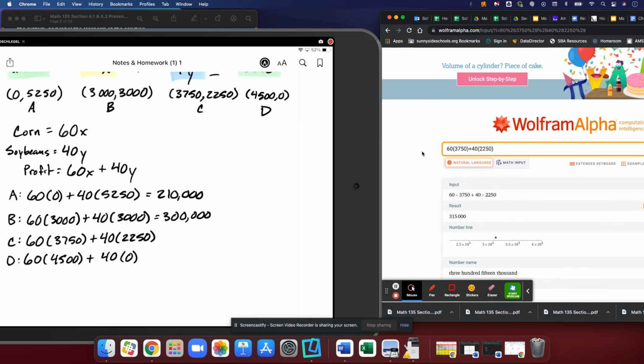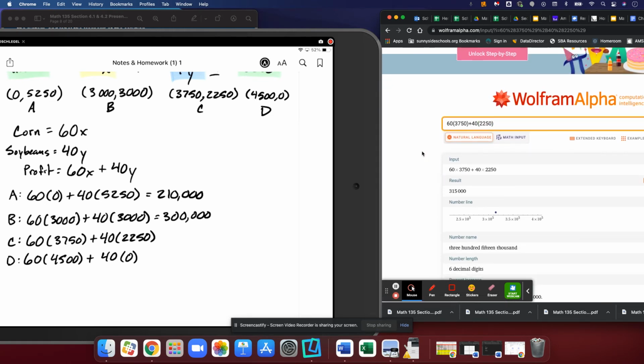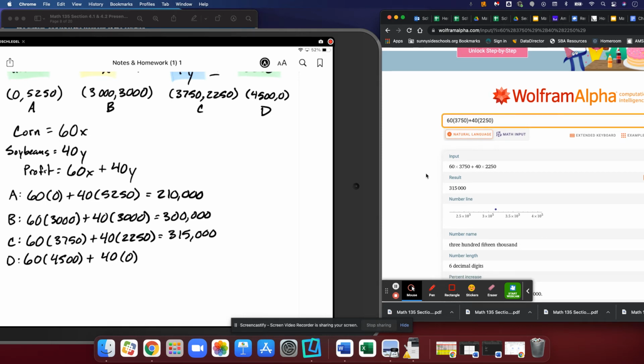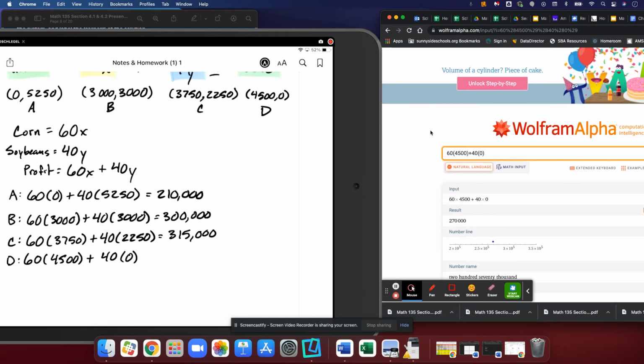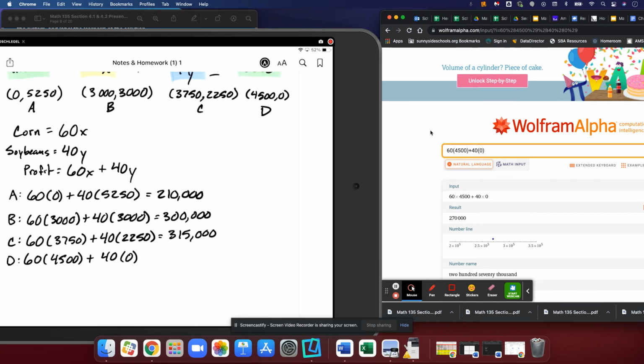So 3,750 acres of corn and 2,250 acres of soybeans gets this farmer another $15,000. So I just made the farmer $15,000 for doing nothing except increasing the number of acres with corn and decreasing the number of acres with soybeans. Lastly, everyone, we're testing pure corn, which we know the price of corn is way better than the price of soybeans in this problem. Let's see what going full corn does. Full corn goes 270,000.